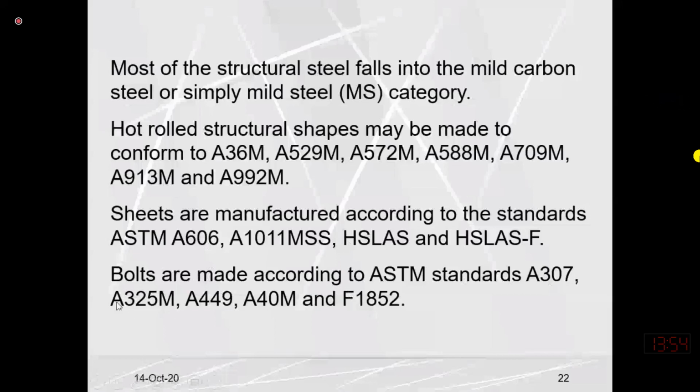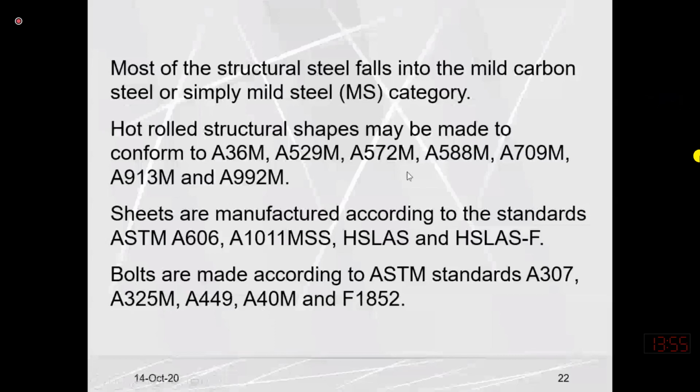Bolts are made as per this standard, A307, A325M. 325 means a bolt whose yield strength is 325 megapascal, which is made of mild steel. A40M indicates a bolt whose yield strength is 40 ksi. So sometimes both designations are used.